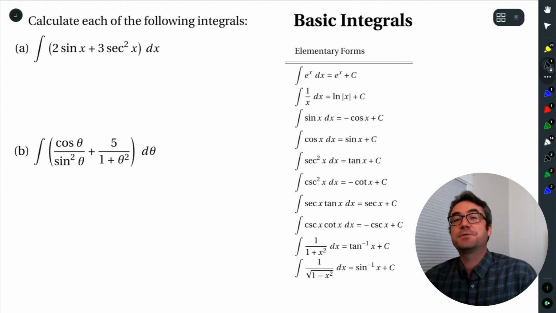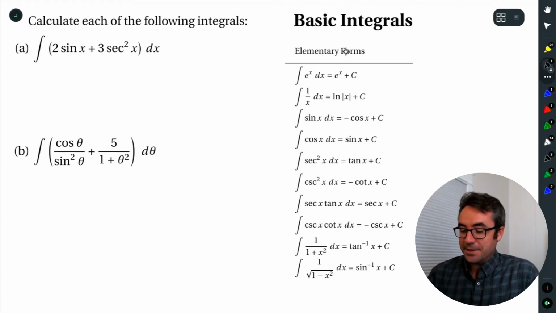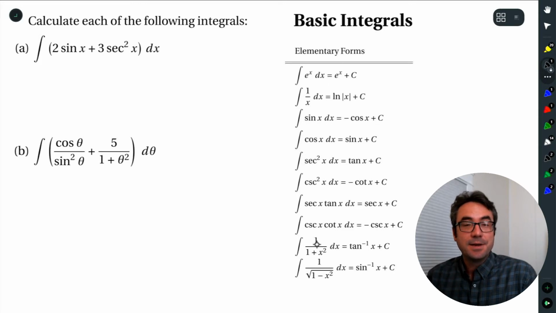Let's try a few more examples for calculating antiderivatives. And this time we're going to use, or at least keep in mind, these elementary forms that we just discussed. All right, so let's start with this function, 2 times sine x plus 3 times secant squared x. And we're going to integrate this function with respect to x. So we're going to calculate this integral.